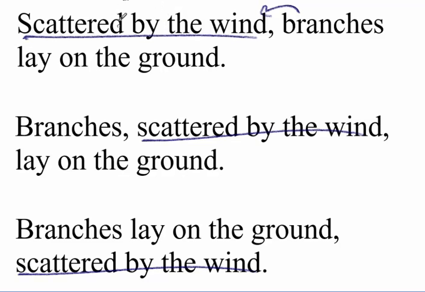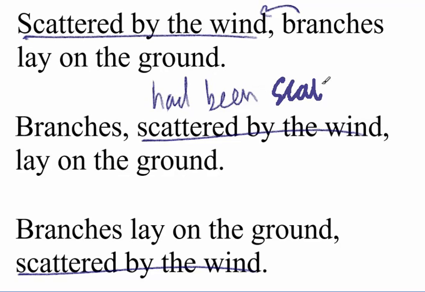Now a couple of things. One is that if we had an irregular verb, this would still work. So if we had fall as our verb, we could say fallen from a tree, branches lay on the ground, or branches, comma, fallen from a tree, lay on the ground. Same thing. Secondly, if you remember, I told you that you could work out what a past participle was by saying had been and seeing if it makes sense. So can we say had been scattered? Yeah, we can. Okay, so that means we're good.